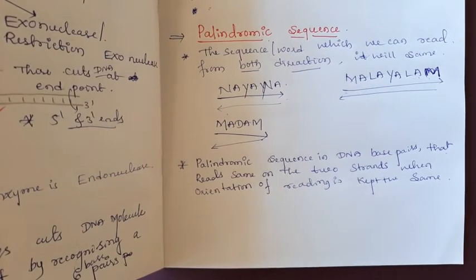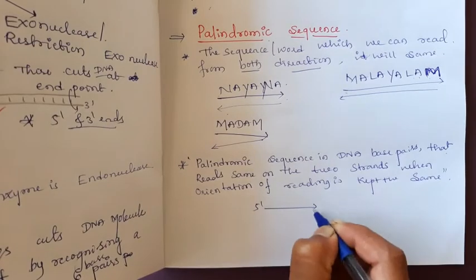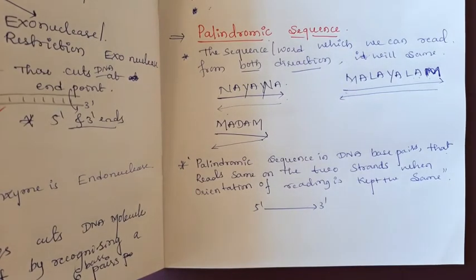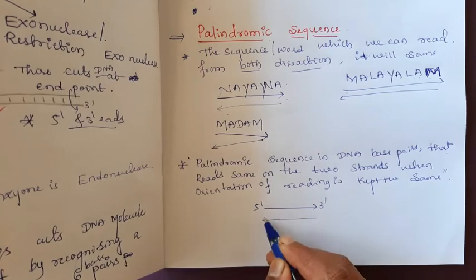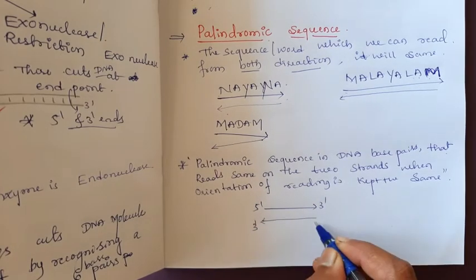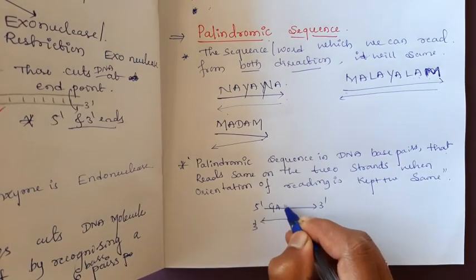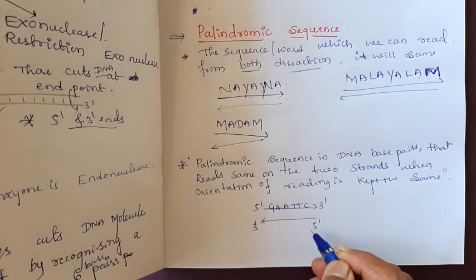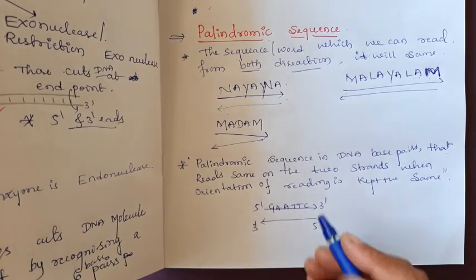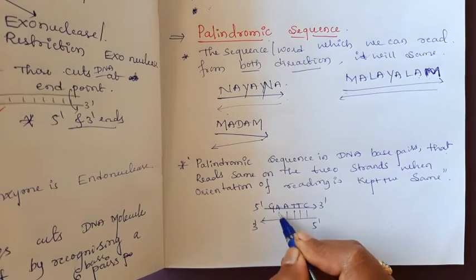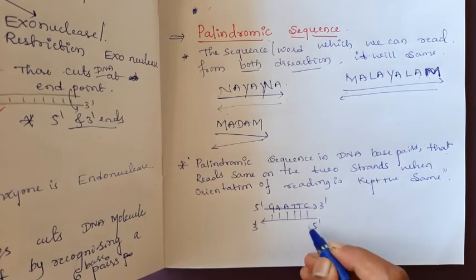I can say that this is the definition for palindromic sequences. It is very simple. When we can read the sequence from 5' to 3' direction, the same as it is we can read in the other strand, that is 3' to 5' direction. I will give the example here, GAATTC, and another complementary strand which has the same kind of sequence but in the opposite direction.